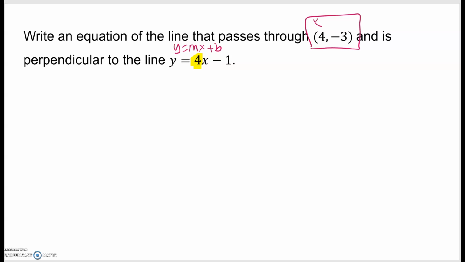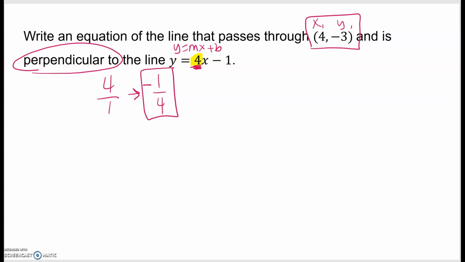And then we are ready to plug everything into our blanks. Okay, my slope is 4. So I just need to figure out what would be perpendicular to that. Remember, any whole number can be written over 1. So I'm going to flip my fraction and change my sign. So my original 4/1 is positive, so my new slope has to be negative. Okay, now let's plug them into our blanks.